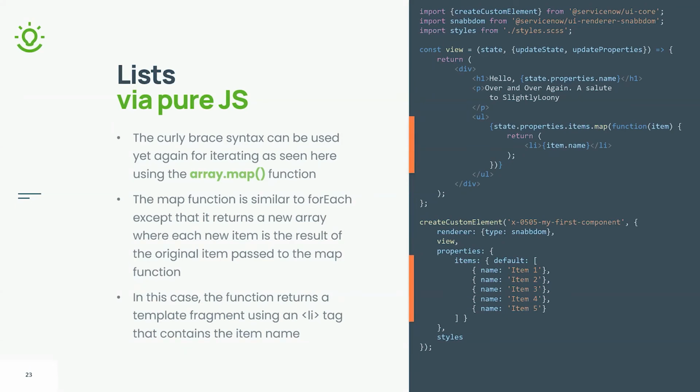Array.map function. So we're going to iterate over the array using plain JavaScript, and we will return the list item templates that represent each item. So the map function is going to be similar to forEach, except that it returns a new array where each new item in that array is the result of the original item passed to the map function. I'm going to leave it to you guys to go look that one up in a little more detail, because I don't have a clear demo of that one for this presentation. But suffice it to say, it works just like forEach, except that it creates a new array using the function that you pass it.